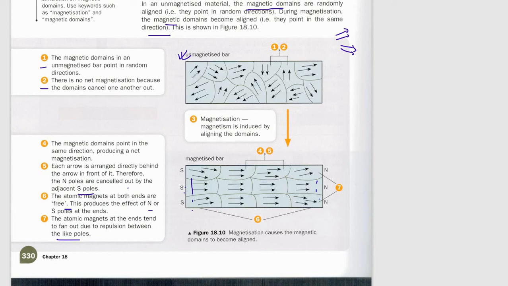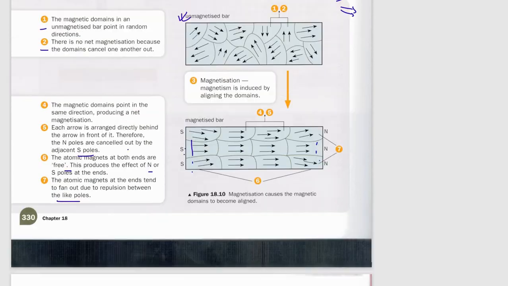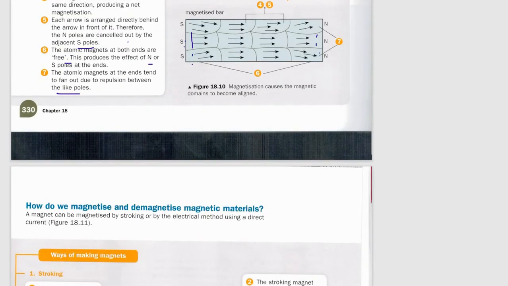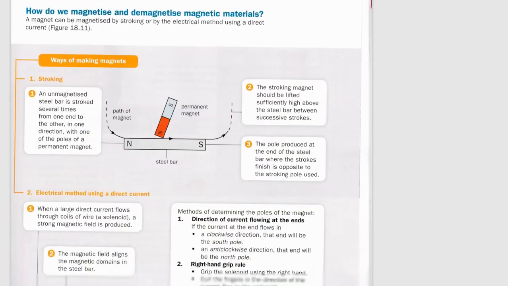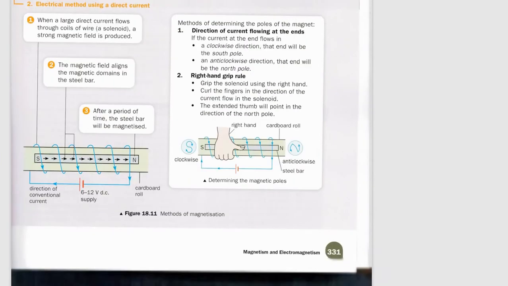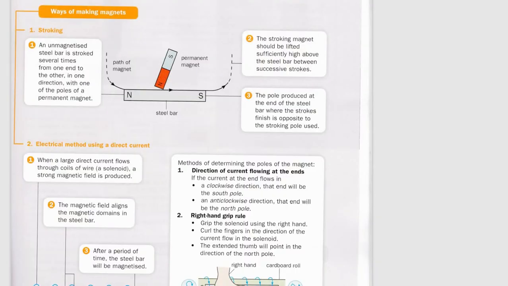You can see clearly here that the south poles, which have a similar polarity, go away from each other, and the same for the north poles. In this way the magnet gets the clear polarity of north pole and south pole. Now how do we magnetize it? There are basically two methods by which you can magnetize a magnet. The first is called stroking, and the second is the electrical method, which is the direct method.